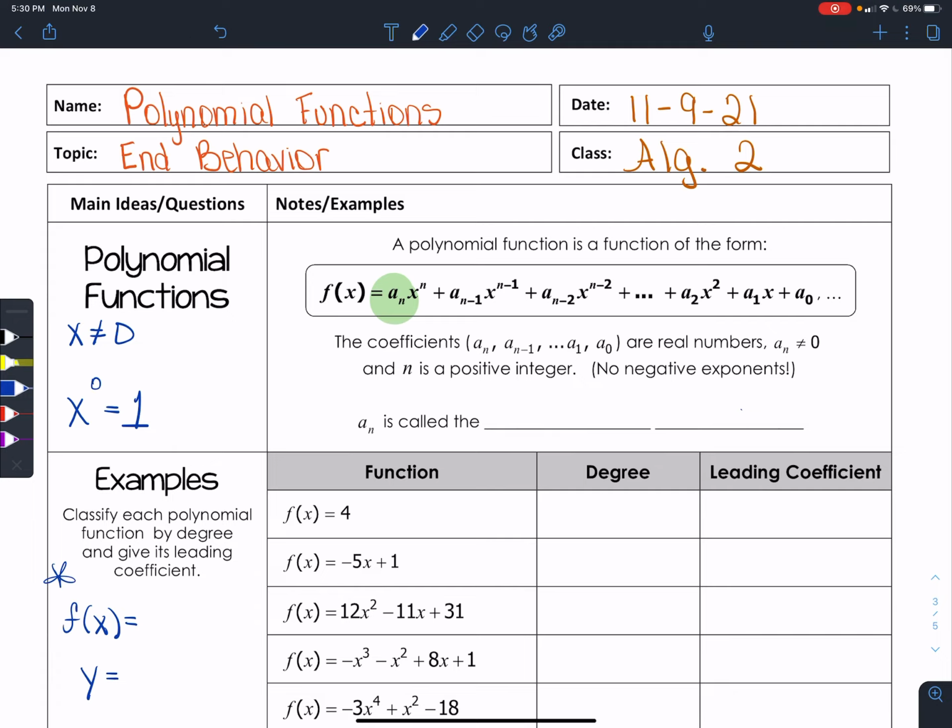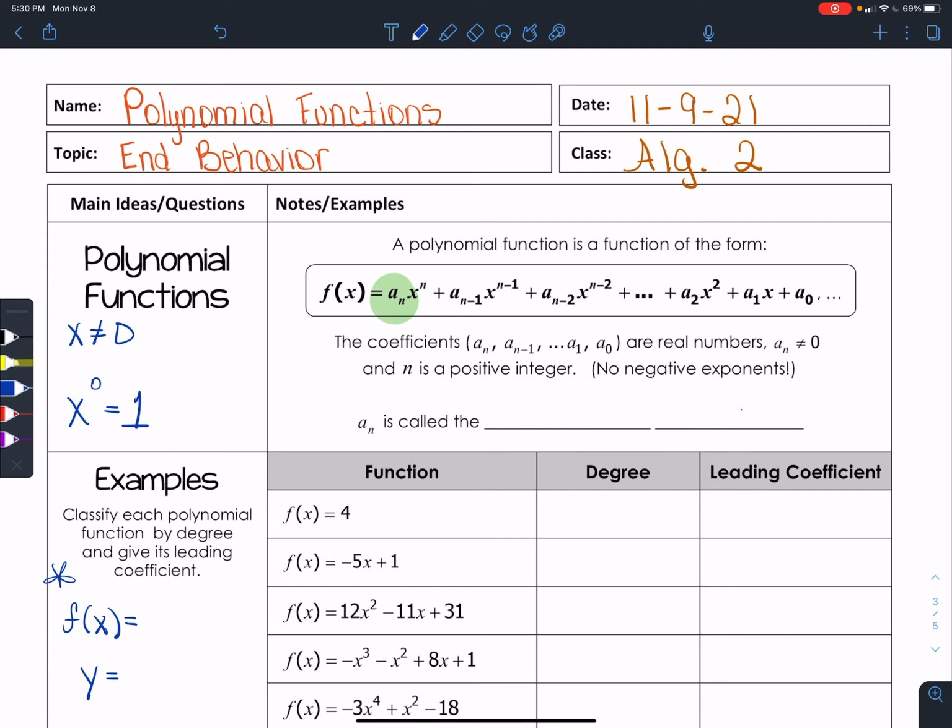When we are dealing with polynomial functions, remember to first write them in standard form, which means our highest degree first. Okay, and then pay attention to the leading coefficient. The leading coefficient is the value in front of the term with the highest degree.